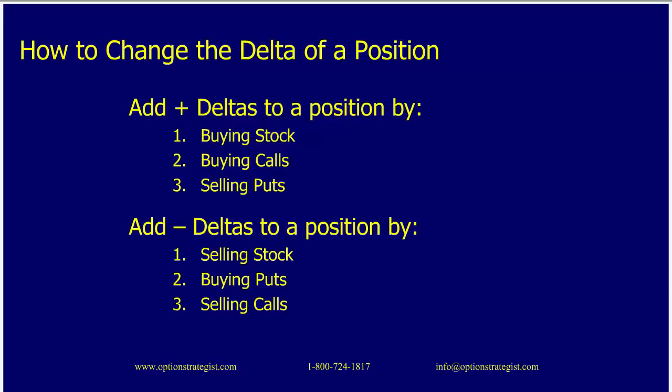Okay. How do we make a position more negative deltas? Well, we could add negative deltas to a position by selling stock. And if we don't own the stock, obviously it would be shorting the stock. But selling or shorting stock, buying puts, or selling calls. Calls have a positive delta. When we sell them, it adds negative deltas to the position. Okay?